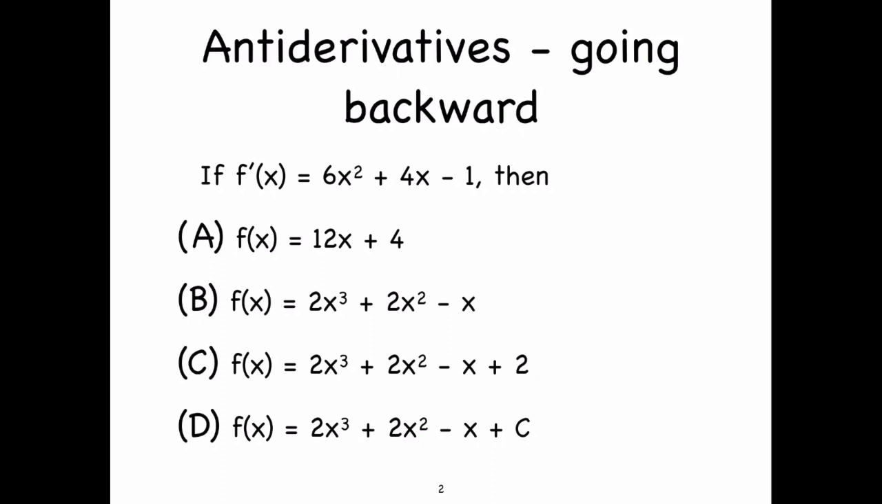If you're given a function that is the derivative of some f of x, so in other words we're given f prime, in this case 6x squared plus 4x minus 1, then one of the four of these should be the antiderivative, and I want you to take a few seconds, stop the video if you want, and figure out which one is your choice answer.